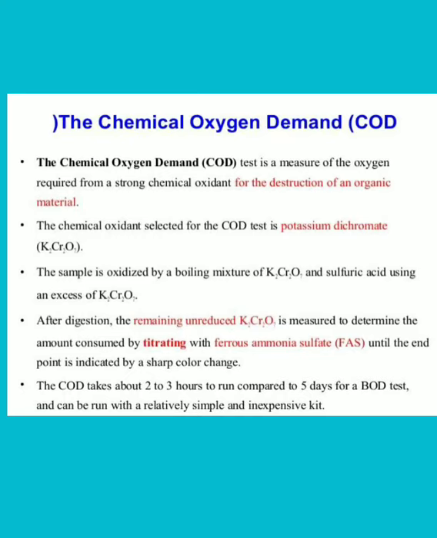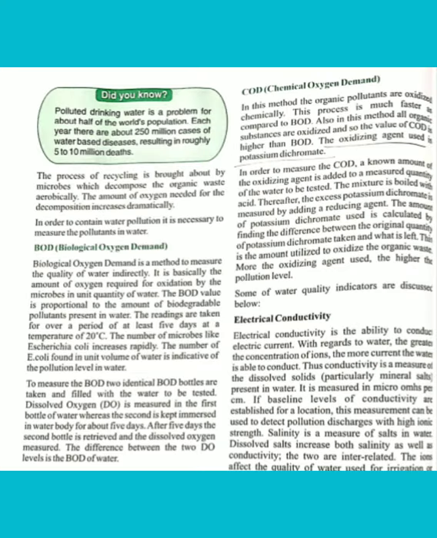In this method, the organic pollutants are oxidized chemically, and the oxidizing agent which is used in this process is potassium dichromate. In order to measure the COD, first, the known quantity of oxidizing agent is added to a measured quantity of water to be tested. Then the mixture is boiled with acid. Therefore, the excess potassium dichromate is measured by adding a reducing agent.